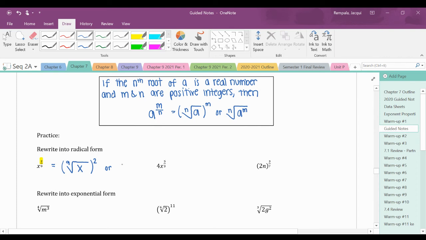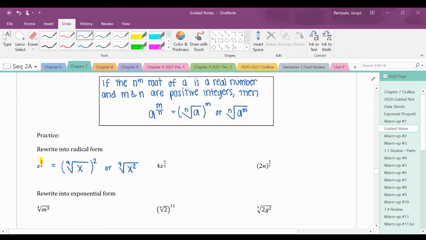Or the other way we can write it is that underneath that radical, which has an index of 9, we could then put the exponent with that radicand. So either one of these I would accept for an answer.